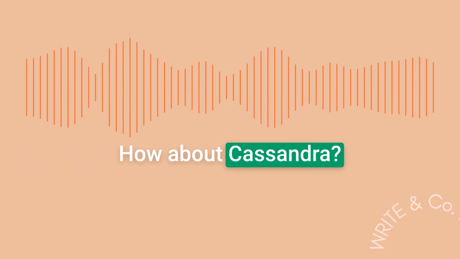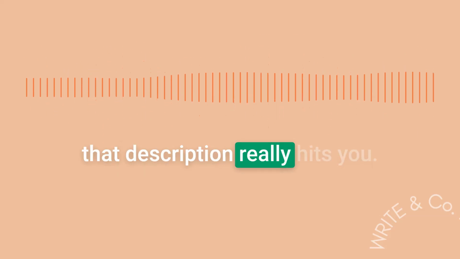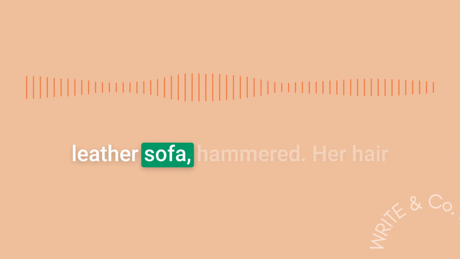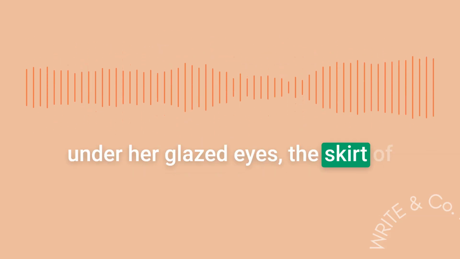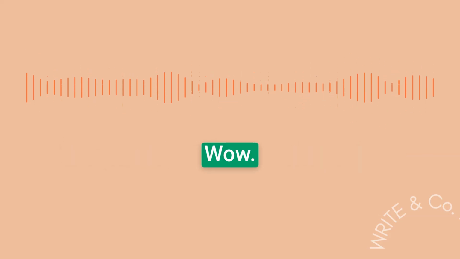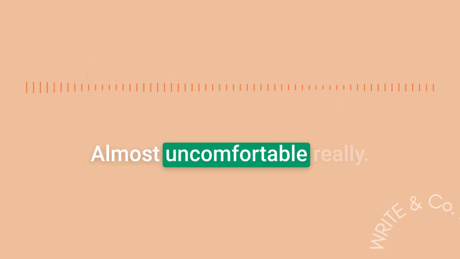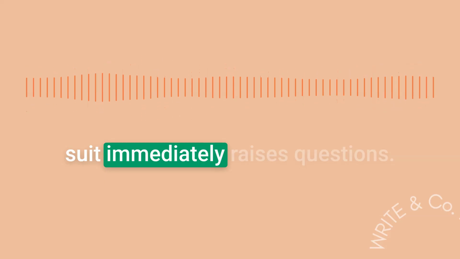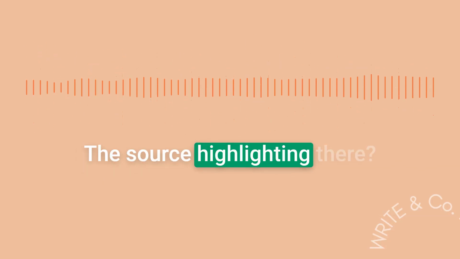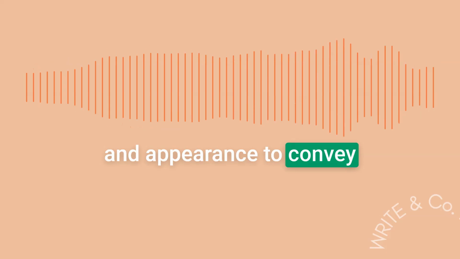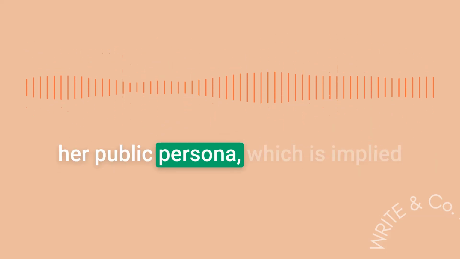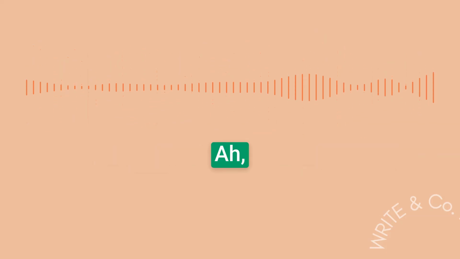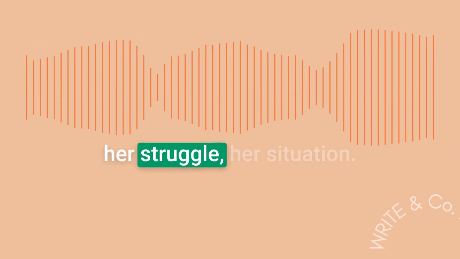Okay. How about Cassandra in Promising Young Woman? That description really hits you. It really does. Late 20s, sprawled on a damp leather sofa, hammered, her hair plastered to her face, mascara under her glazed eyes, the skirt of her pinstriped work suit riding up. Wow. That's intensely visual. Almost uncomfortable, really. And the contrast with the work suit immediately raises questions, right? Definitely. What's the source highlighting there? It's using that physical state and appearance to convey immediate vulnerability, and a stark contrast between her public persona, which is implied by the suit, and her current reality. You instantly get a sense of her struggle, her situation.